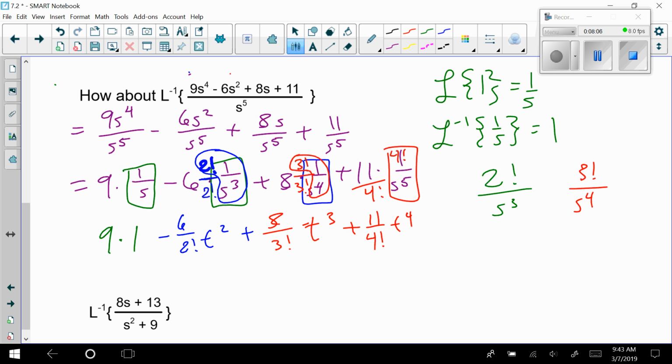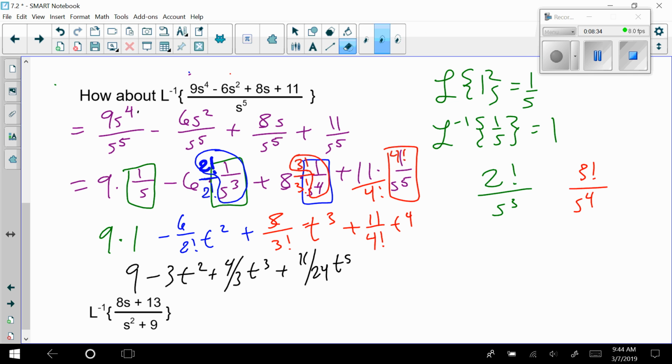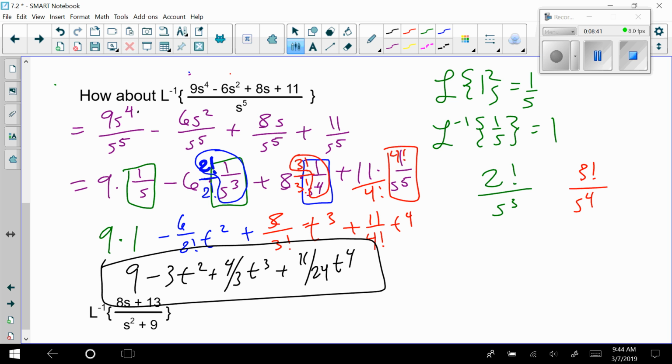And it would be nice if we could simplify this just a little bit. I don't have to do a ton of work here. This would be a 9. 6 over 2 would be minus 3t squared. 8 over 3 factorial would be 4 over 3, because that's 8 over 6, t cubed. And then I have 11 over 4 factorial. Well, 4 factorial is 24. And I don't want that to be a 5, I want it to be 4. And there's my inverse of this thing.